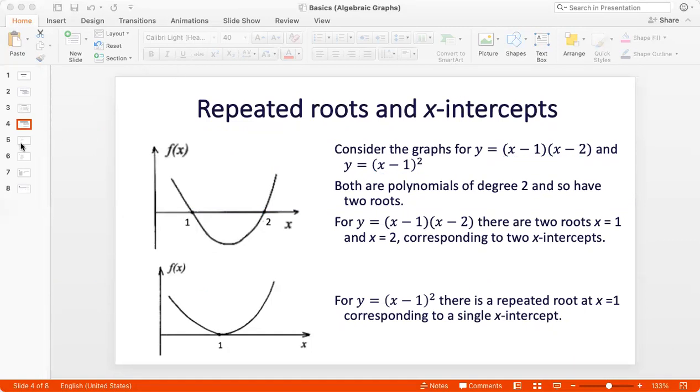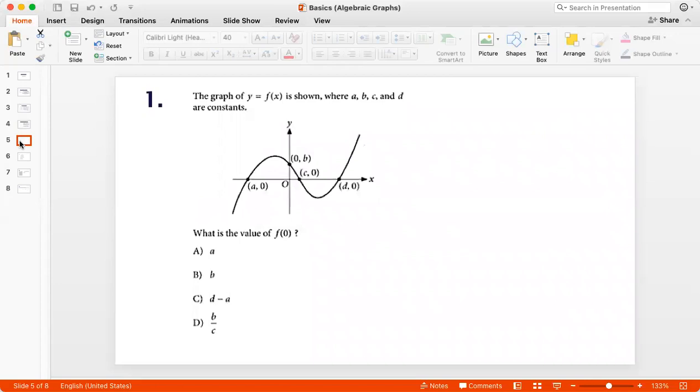Okay, so let's understand, or rather work on, these concepts with some sample questions. The graph of y is equal to f(x) is shown where a, b, c, and d are constants. What is the value of f(0)? So f(0) is the value of the graph when x is 0, which means that we have been asked to find the y-intercept. And I can see that the y-intercept of this graph is option B, right? A, C, and D are all x-intercepts, right? So here my answer is option B.